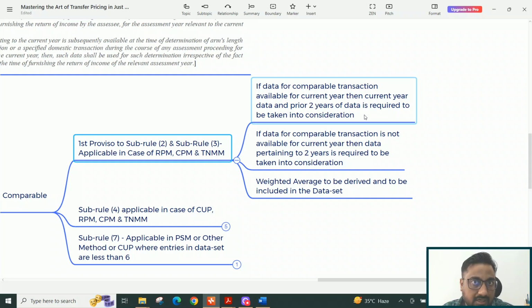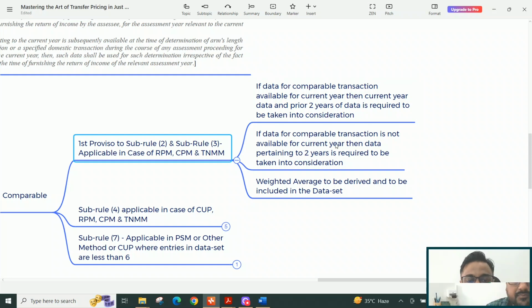So if you read that rule, you'll come to know that it says that if the data for comparable transaction is available for the current year, then you have to use the data of the current year, and apart from that you have to also use the data pertaining to 2 prior years, right? So that is what it says.